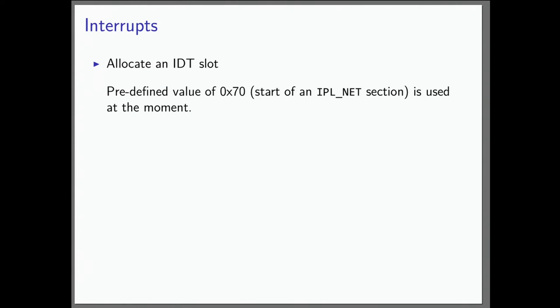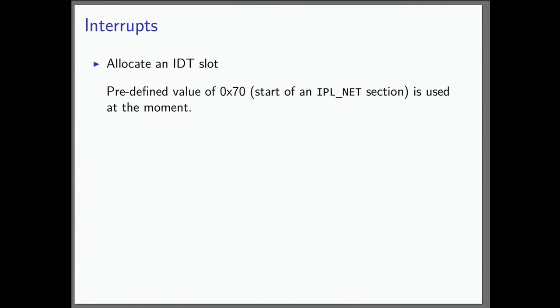And we should be doing that dynamically. However, to be able to move forward faster with this, I actually pre-allocate the slot right now. The IDT contains 256 entries, and I pick the value, which is 70 hex. It says here, start of the IPL net section.